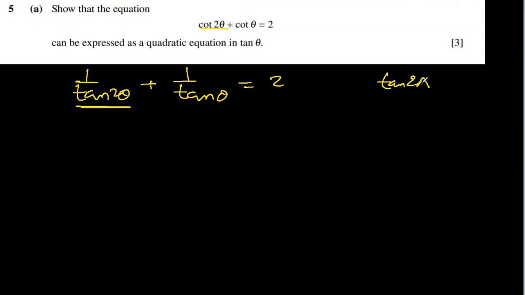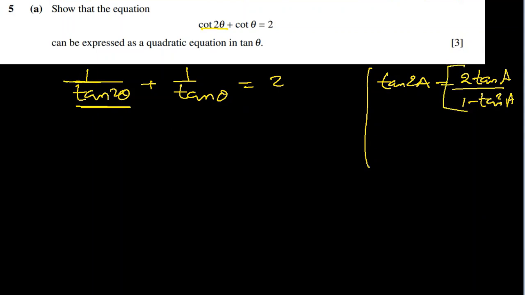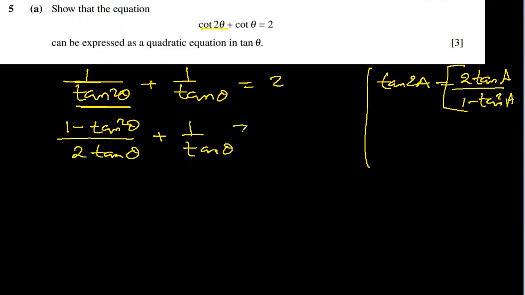We know that tan 2a, this is the identity, equals 2 tan a over 1 minus tan square a. That's what we'll do, but the reciprocal, because it is 1 over it. So we'll write the reciprocal of this part. It will be 1 minus tan square theta over 2 tan theta plus 1 over tan theta equal to 2. And now we can see that both of them have tan theta, and if we multiply the whole equation by tan theta, we'll get rid of them. And additionally, we can multiply by 2 tan theta, so that 2 also gets cancelled out.